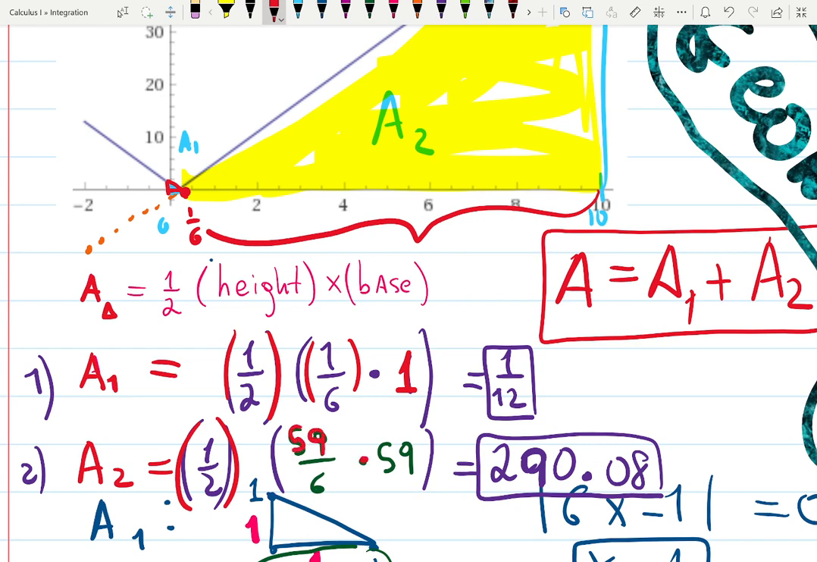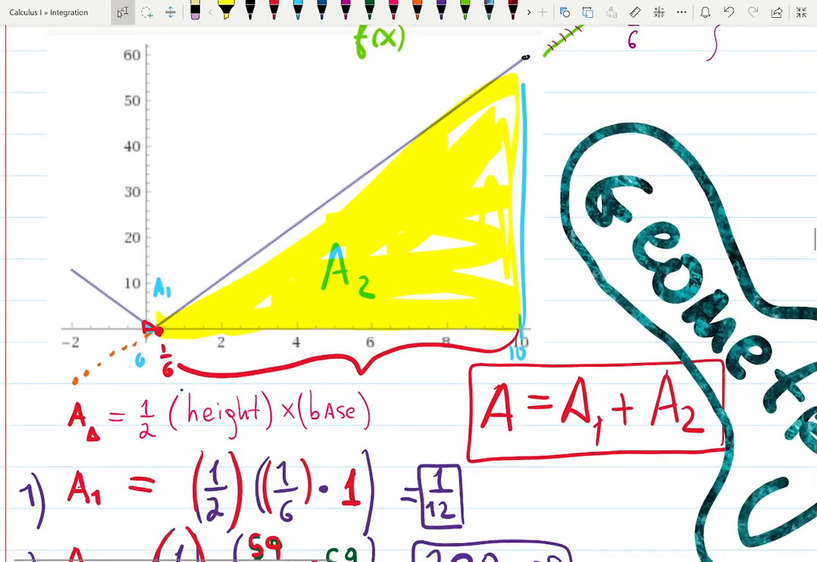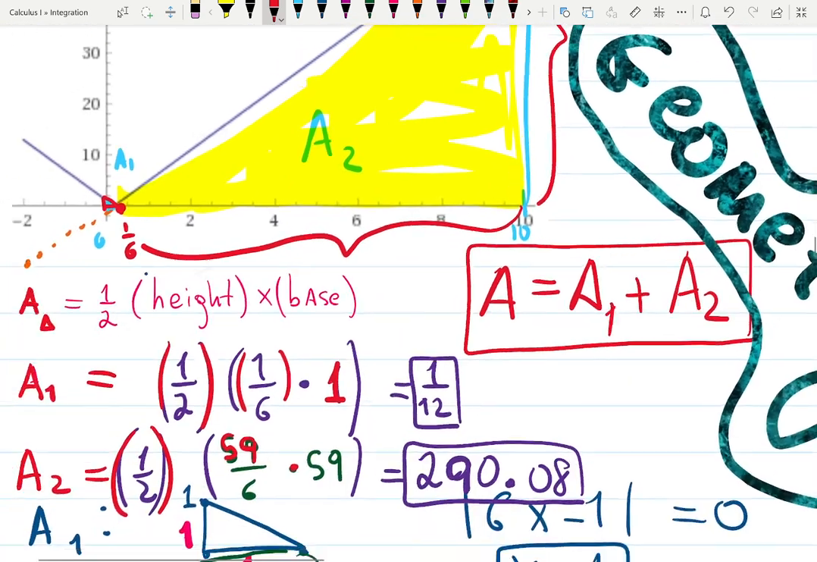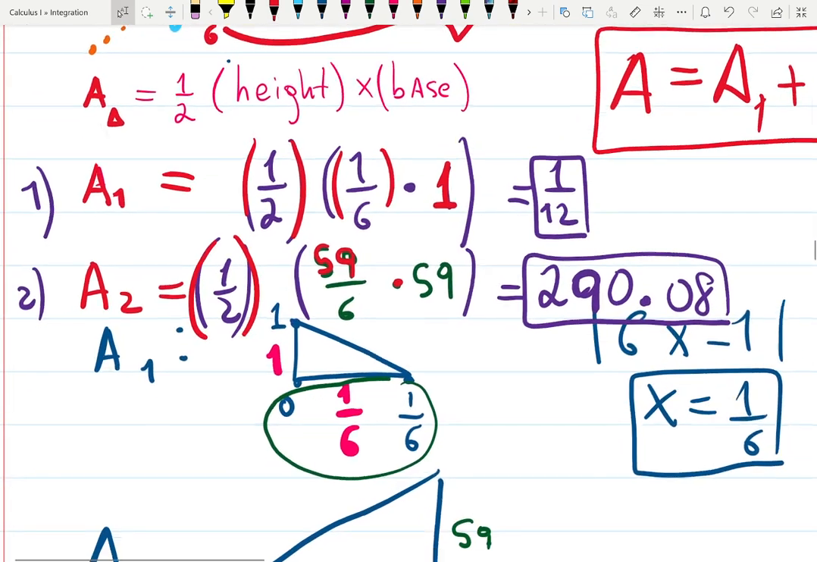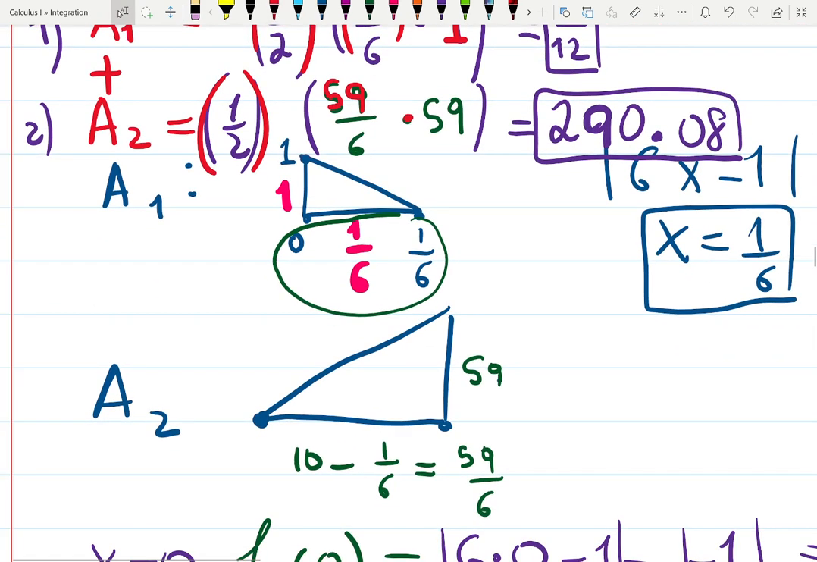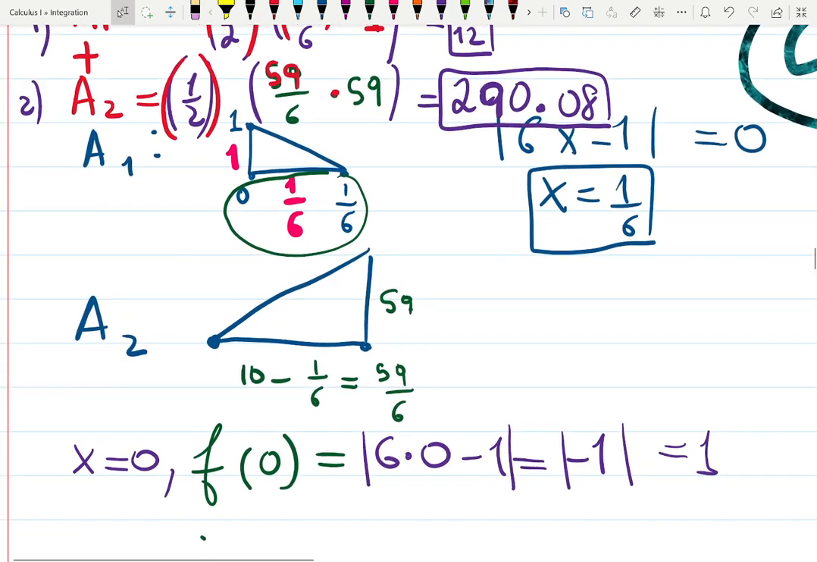59 over 6 times, and now I want to know the height. To know the height, I will plug 10 into the function over here. 60 minus 1 gives me 59. With absolute value it is still 59. And those are my two areas. Because they're both above the x-axis, we keep a plus sign for each, and then you add them up together. Ta-da! And I have little graphs for you showing how I found all those triangles.